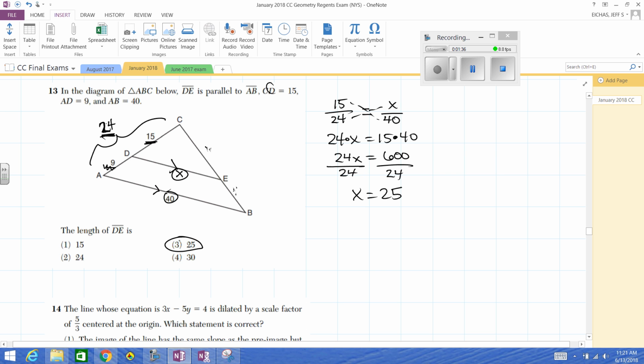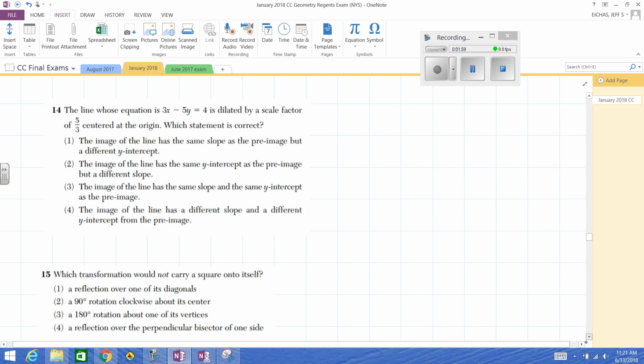All right, so how some students did it and messed up, they used 15 is to 9 as x is to 24. You can see that's a big issue. We don't want to do that, but a lot of people did. So let's be really cautious of that, and let's not go for that. All right, number 14.